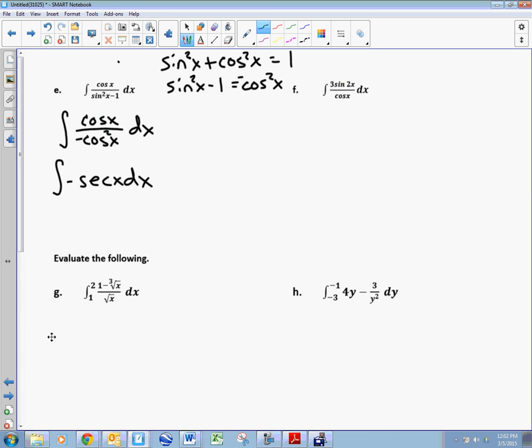Very good. What's the antiderivative of secant? Not secant tan. Antiderivative, antiderivative of secant. Come on. Tangent squared. Nope. Tangent times secant. Good guess. No.